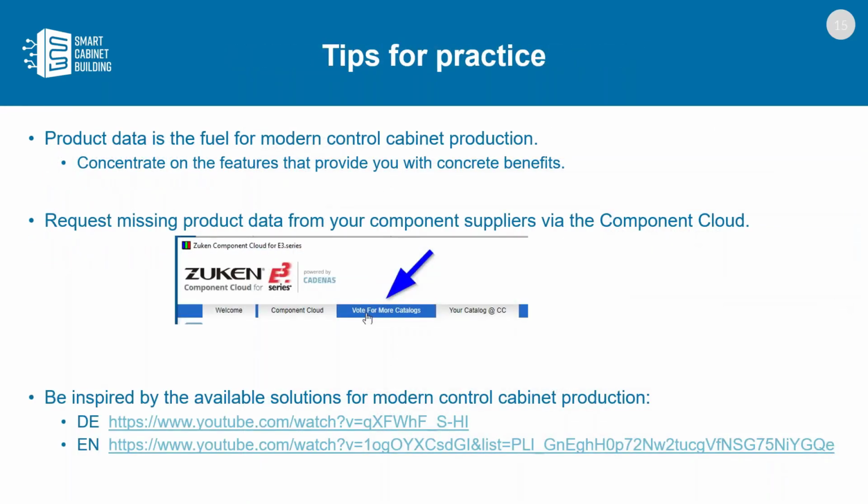So some tips at the end. Product data is fuel for modern control cabinet production. You have seen what the state of the art is, what is available for that, and which product data is needed for which process steps. So focus, that's my tip.